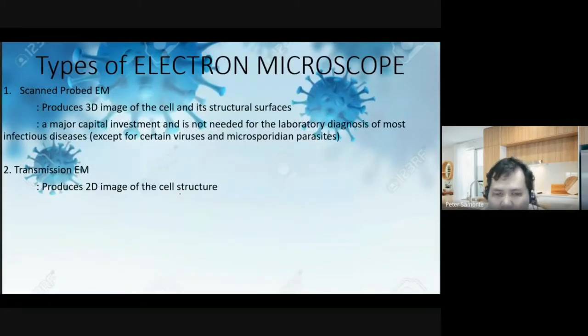Okay, let's proceed to your electron microscope. Now, there are two types of electron microscope, class. One of the latest would be your scanning probe electron microscope. Now, your scanning probe EM will produce a three-dimensional image. Because when you say three-dimensional, this is very detailed.